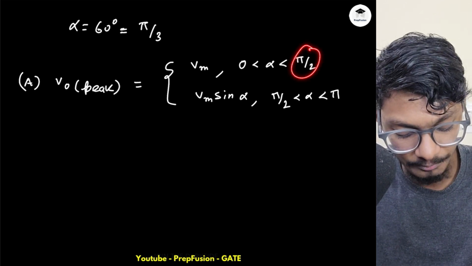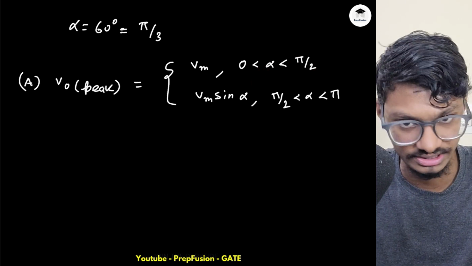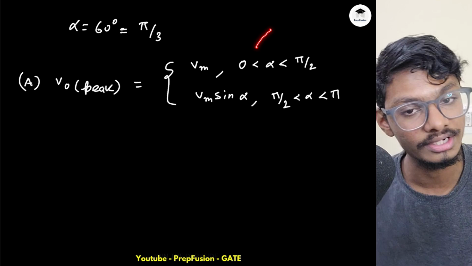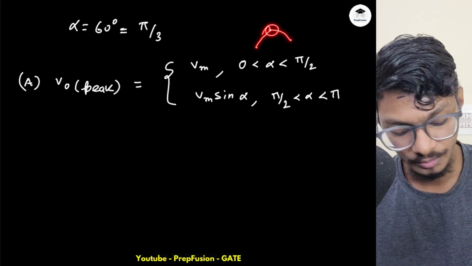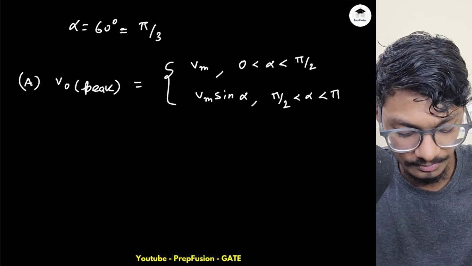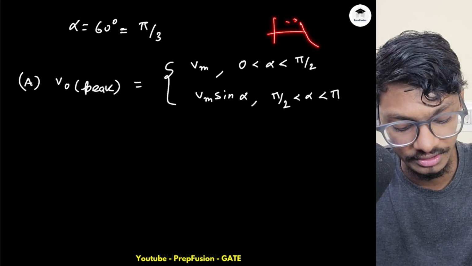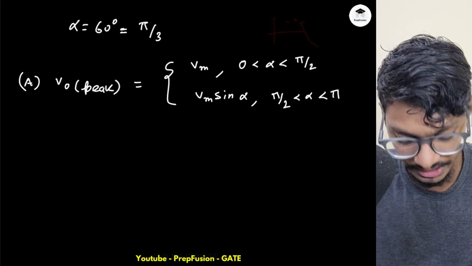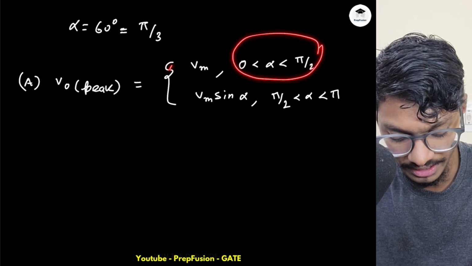Why? Because if I trigger before this, the SCR will get turned on and my output voltage is increasing till Vm, and then it will reduce. So peak voltage will be Vm. But if I trigger after pi by 2, what will happen? My supply voltage is less than Vm and it will keep on reducing. So when it is triggered, at that moment only the voltage will be peak. So here in this case, our alpha is between 0 to pi by 2, hence it will be Vm.